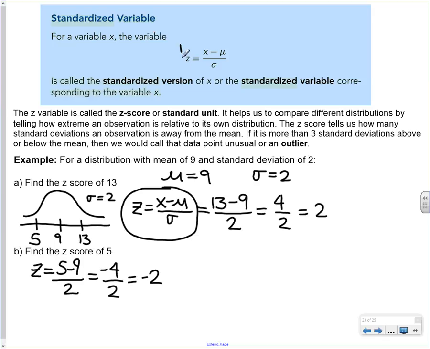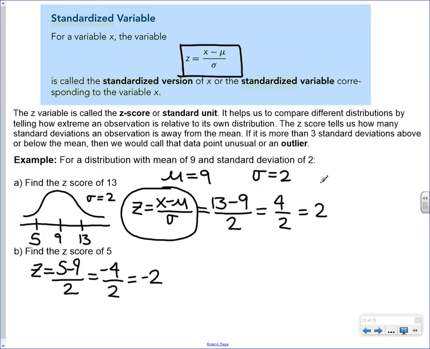Okay, so again, remember, you don't have to worry about memorizing formulas, but this one you'll probably have memorized because you'll use it a lot. But Z equals X minus mu over sigma. So we plug in our numbers, 13 minus 9 over 2, and we get 2. So that tells me that 13 is 2 standard deviations above the mean.